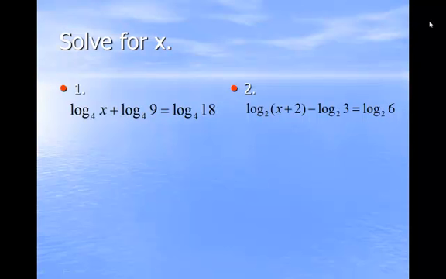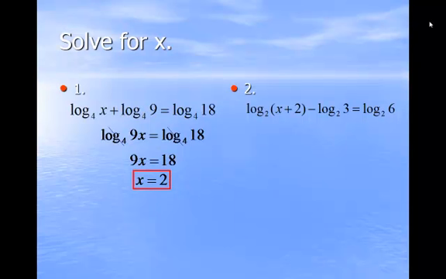Okay, now the first thing I want you to notice on number 1 is that we have a plus sign between two logs. In the last lesson we learned that a plus sign between two logs means you can squish those together by multiplying. So we're going to squish them together to make log base 4 of 9x. When we squish them together, they multiply. Log base 4 of 9x is now equal to log base 4 of 18. Now I want you to notice that you have log base 4 on both sides of the equation. They'll cancel each other out, and when you do that, we have 9x equals 18, so divide by 9, and our final answer is that x is equal to 2.